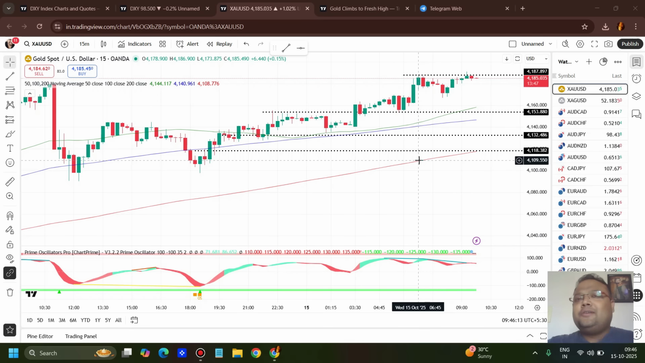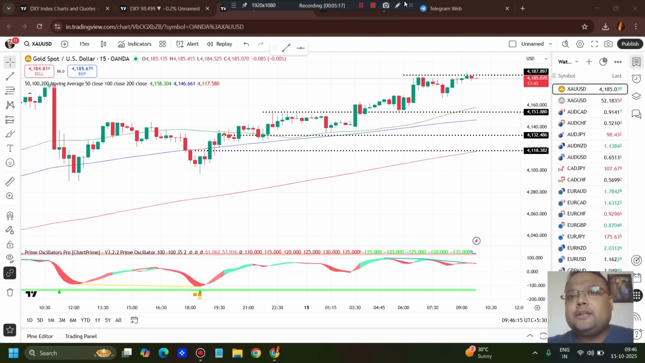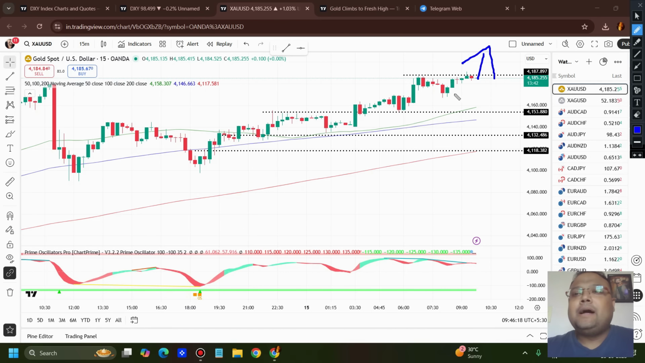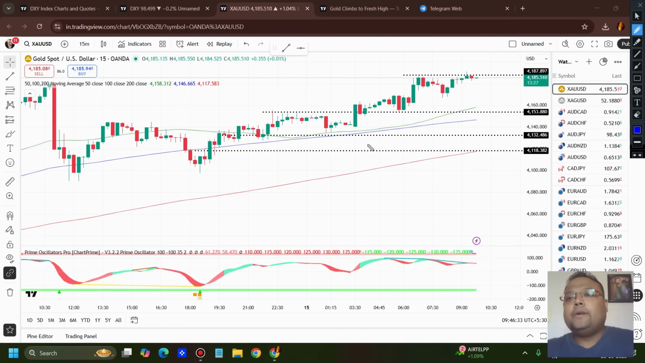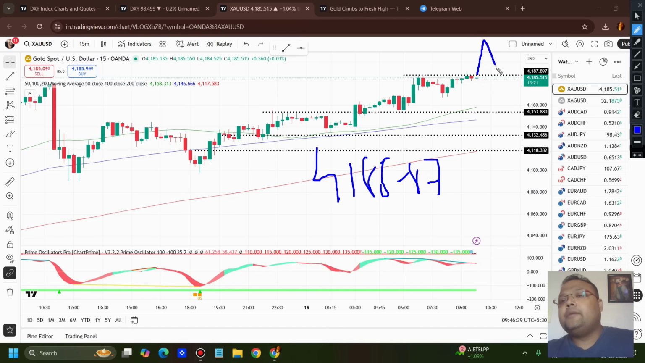After 3-4 candles, if the market shoots up, then we can look for a buy at breakout above 4188, 4189. And if you do not want to take any risk, because there is also a possibility of a false breakout, isn't it? Then you can look for a buy at pullback, meaning when the same level of 4185, 4187 becomes the new support, then you can buy at pullback. That is, when the previous resistance becomes the new support.